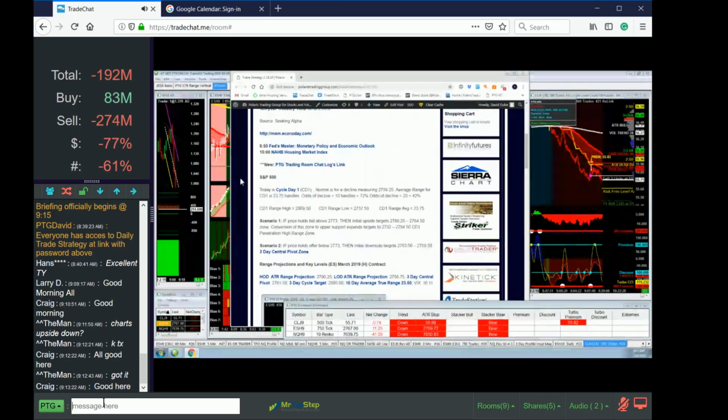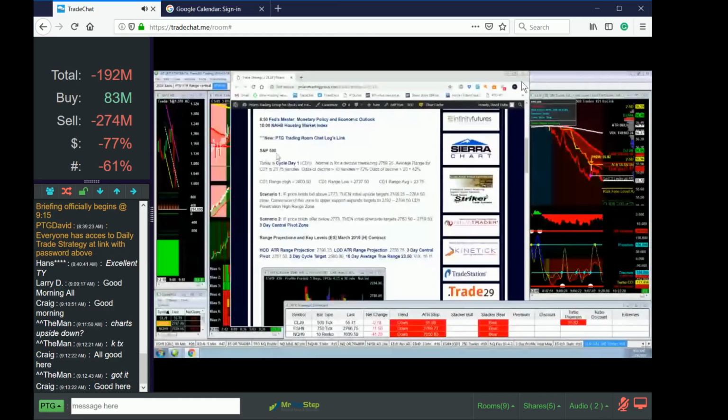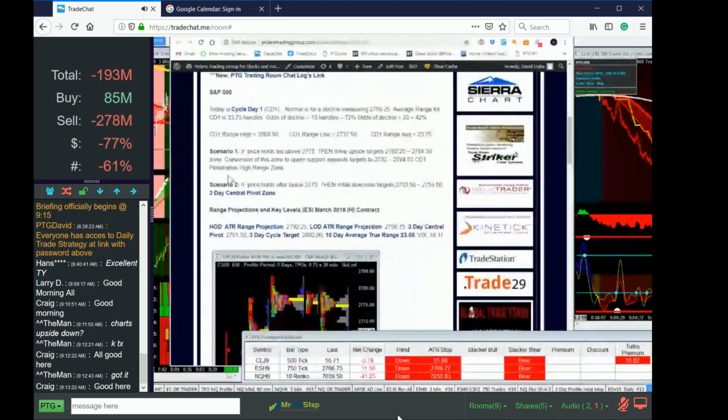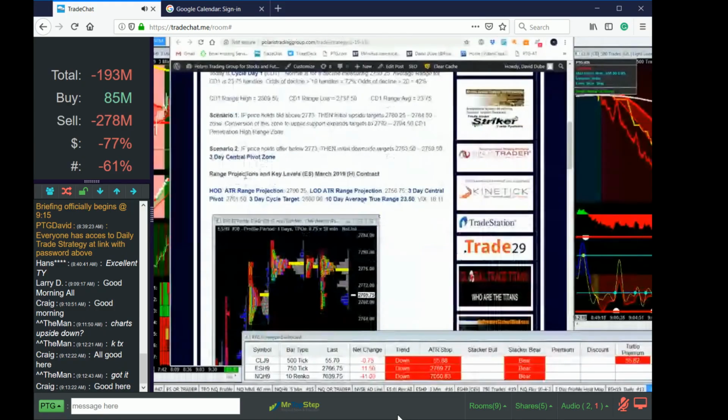And then I make a note on the S&P. We do follow what's called the 3-day cycle, the average selling price cycle, and that forms the outline of our daily trade strategy. It's just a general outline of what day cycle we're on. Then I write up 2 scenarios, obviously bullish and bearish scenarios. Scenario 1 will be bullish, 2 will be bearish. Some key numbers, some ATR range projections, etc. You can read those through.